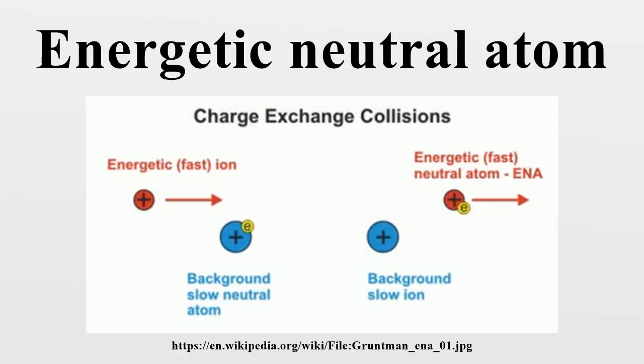Energetic neutral atom imaging, often described as seeing with atoms, is a technology used to create global images of otherwise invisible phenomena in the magnetospheres of planets and throughout the heliosphere, even to its outer boundary. This constitutes the far-flung edge of the solar system.